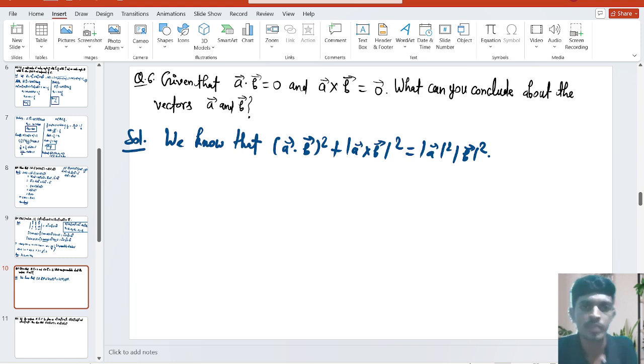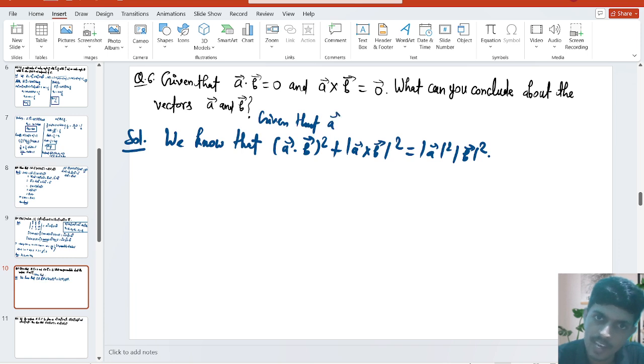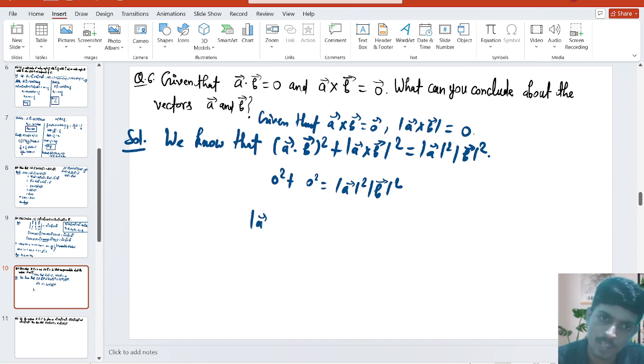Okay, so if we solve this, given that A cross B is equal to 0 vector, so its modulus, modulus of vector A cross B, becomes 0. Okay, because this is vector 0, and substitute this value here. So this is 0, so 0 whole square, and taking the modulus of it becomes 0, and modulus of vector A whole square times modulus of vector B whole square is equal to 0, and this means that modulus of vector A times modulus of vector B is equal to 0.